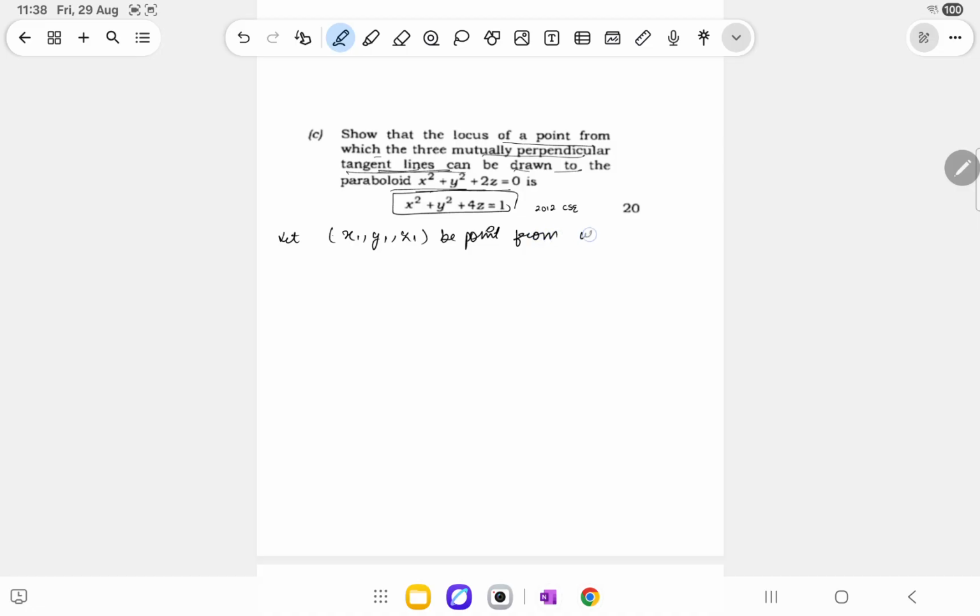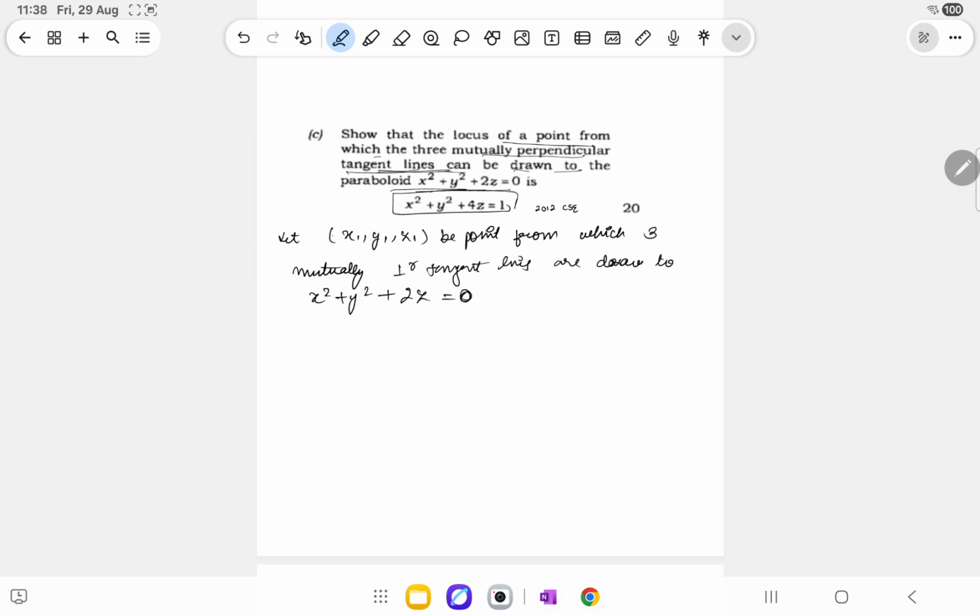From which three mutually perpendicular tangent lines are drawn to the paraboloid, that is x square plus y square plus 2z is equal to 0.